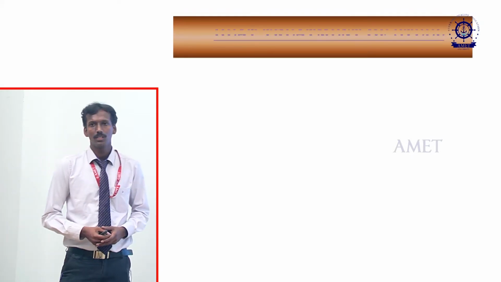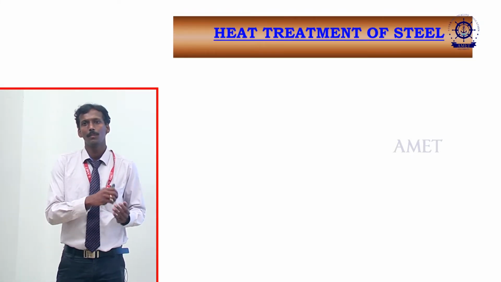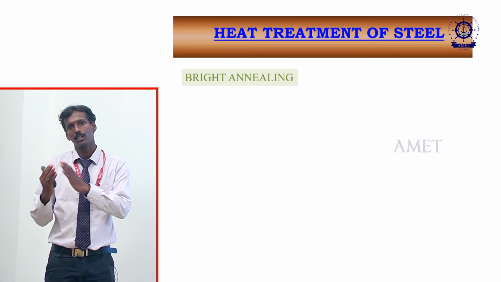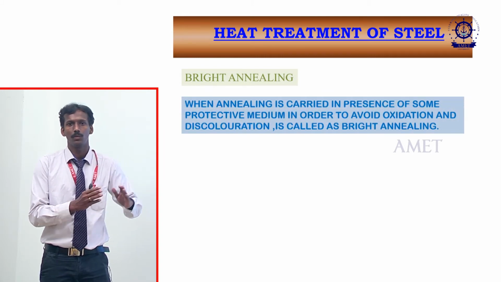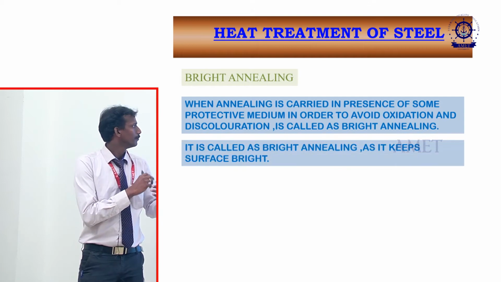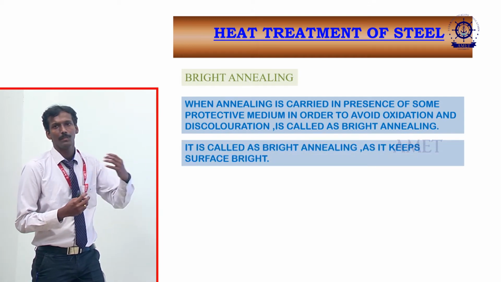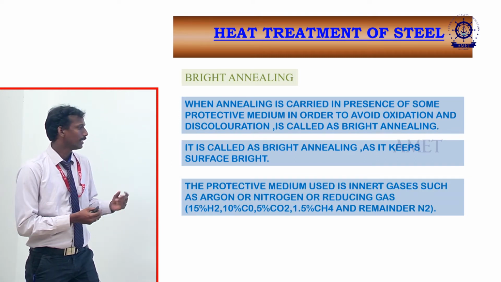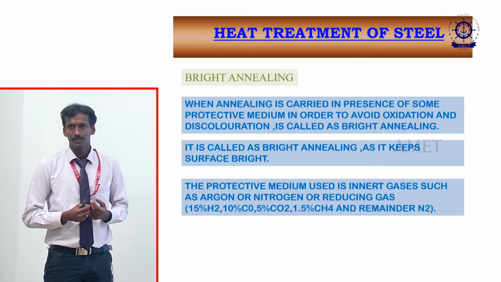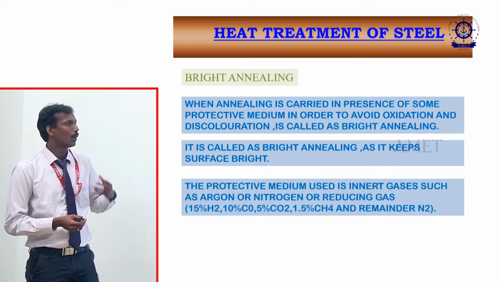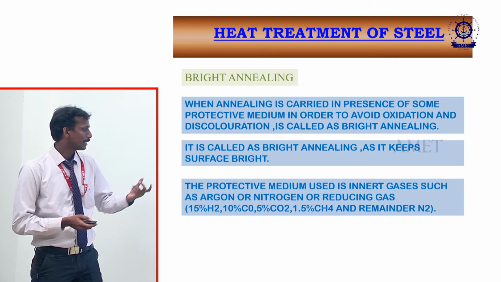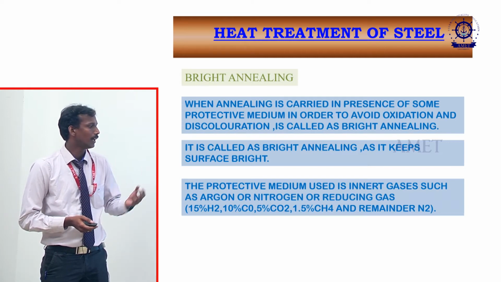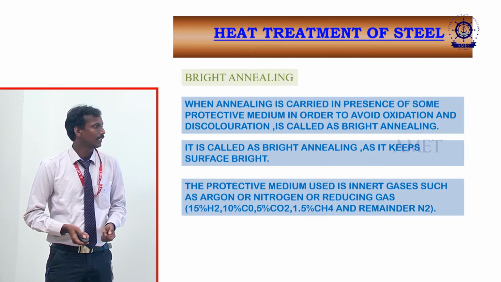Compared to full annealing, bright annealing varies slightly. After heat treatment in full annealing, the material cools down to room temperature inside the furnace. Now we talk about bright annealing. To avoid oxidation of the material, we use protection with an inert gas supplied inside the furnace during heat treatment. The inert gas composition is 50% H2, 10% CO, 0.5% CO2 and 1.5% methane, and the remainder is N2.